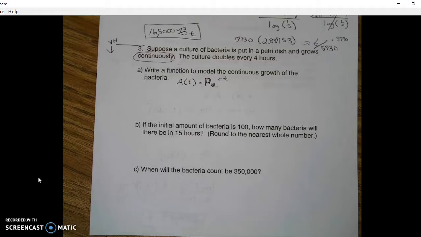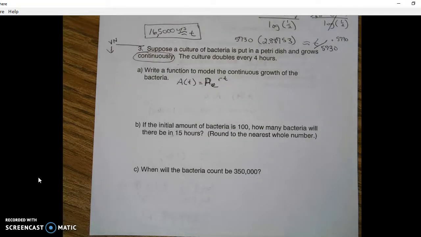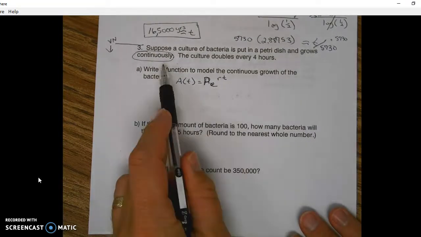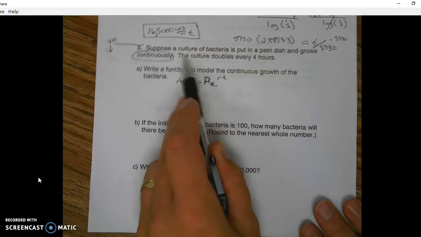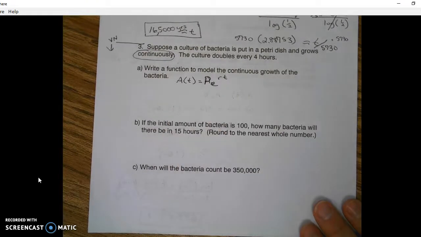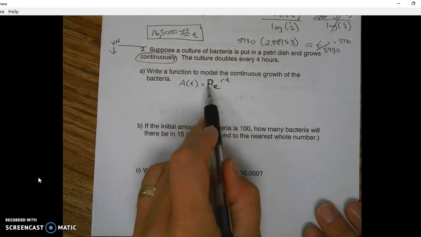Okay, so picking up where we left off yesterday, number 3. It says, suppose a culture of bacteria is put in a petri dish and grows continuously. So there's that word, continuously, so we're going to use PERT. The culture doubles every 4 hours. Write a function to model the continuous growth of the bacteria. Well, they don't give us a lot of information. They don't tell us how much bacteria we started off with.